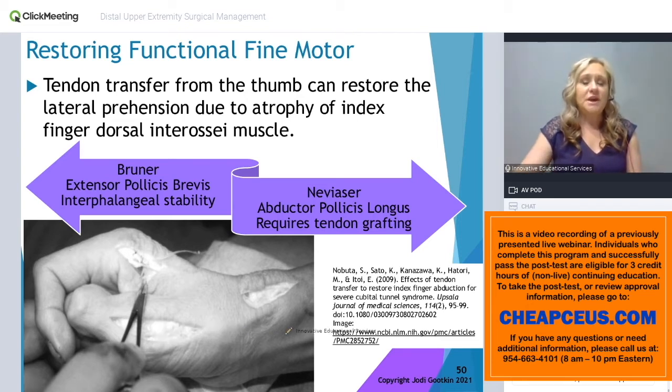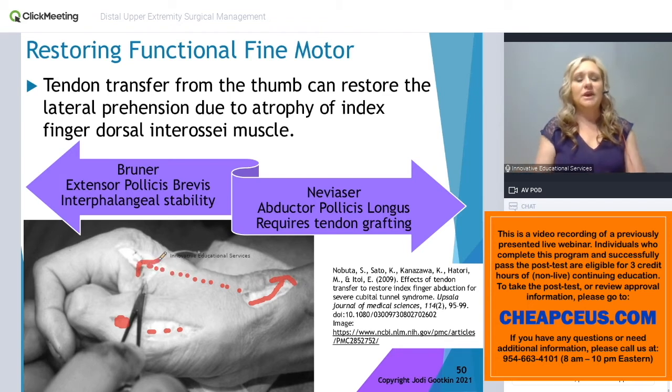They're going to take the extensor pollicis brevis here from its insertion on the proximal phalanx. They resect it off and they feed it and pull it back out here through the anatomical snuff box. Then they take the tendon under the skin, feed it back down to that location where the first dorsal interossei would be located, and now the extensor pollicis brevis has a similar line of pull so that it can contribute to that lateral prehension. We would need to know which specific tendon was transferred.